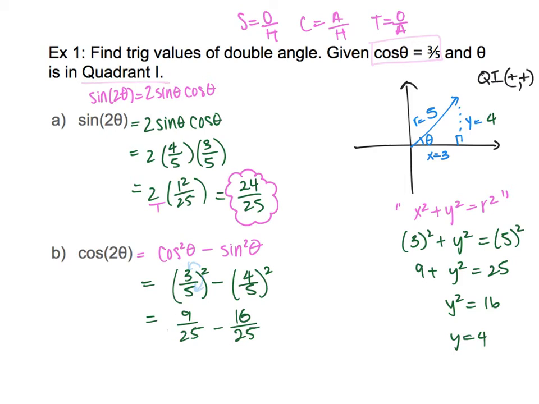So the nice part, and the reason why I like to use this specific formula, even though I know cosine has like 3 different types, is that I always realize that my denominators are the same when I'm working with this formula. So 25 is the denominator here, so I can directly subtract the top. So 9 minus 16 gives me negative 7 over 25. And in this case, I think that's all I can do. So this is my final answer. So it looks like the double angle of cosine 2 theta is negative 7 over 25.